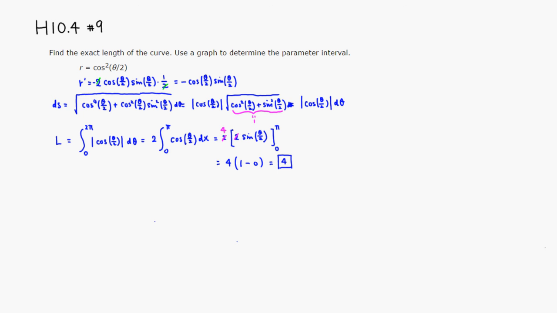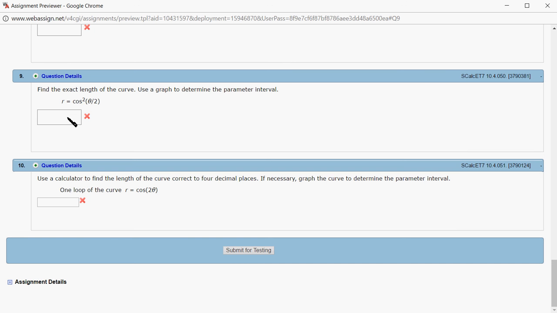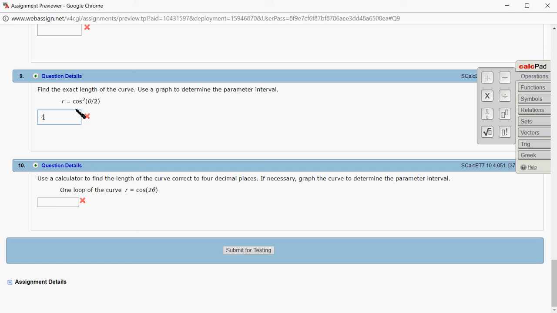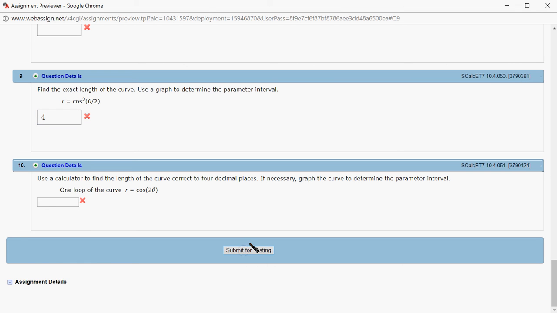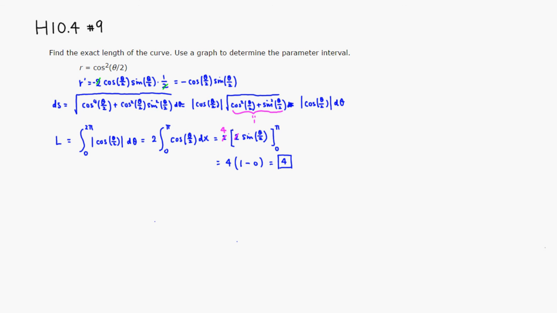Let's type it in. We got 4 there. Let's submit for testing. I came back and it looks like we got this one correctly. That's it. I hope that this was clear.